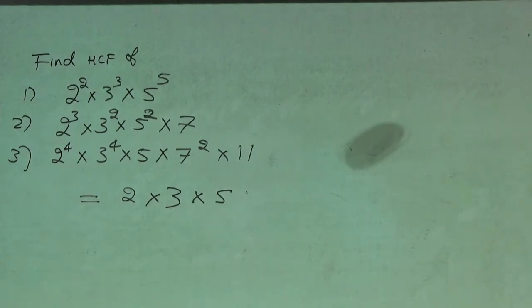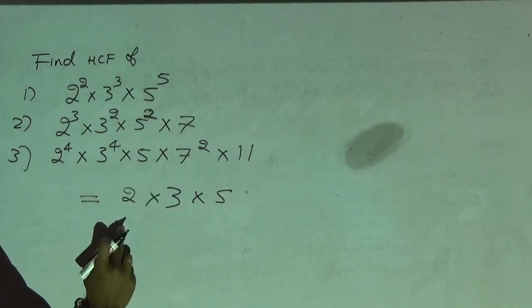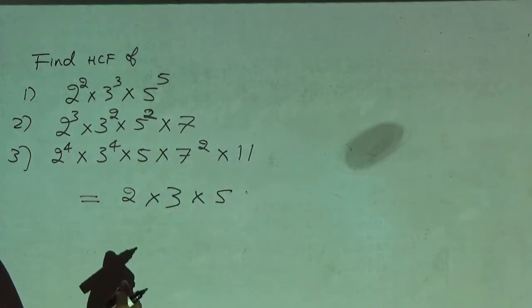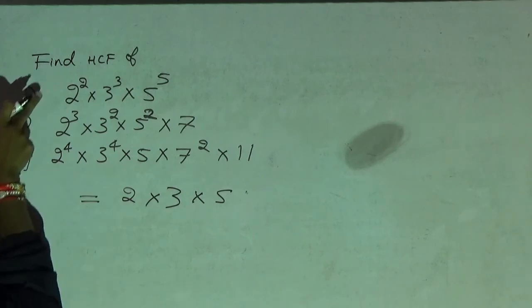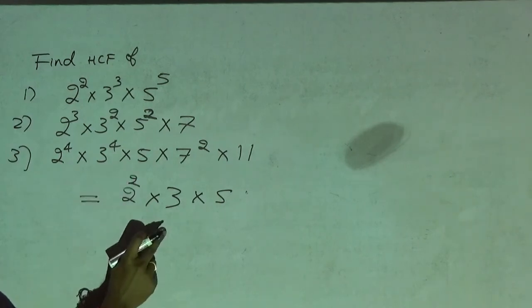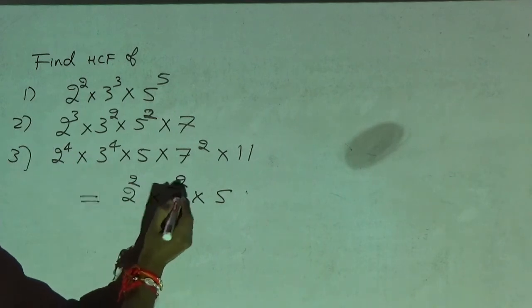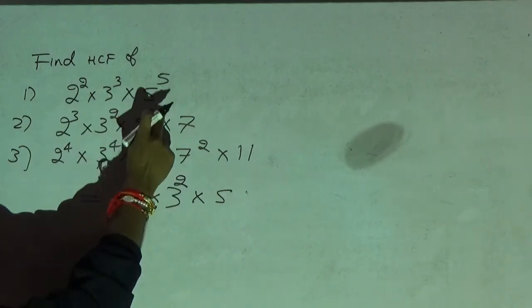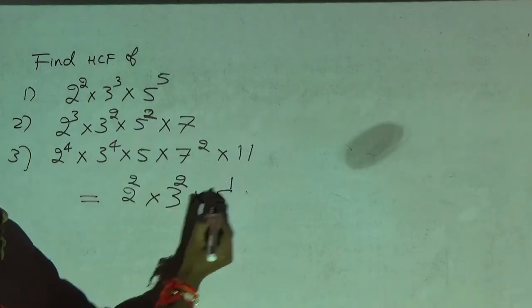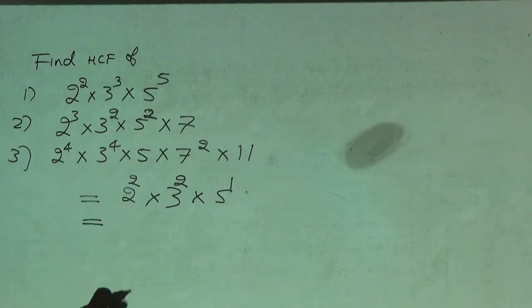Okay, now next, what you need to do. After writing the common prime factors, you have to write the powers which are the least. See, among 2 square, 2 cube, 2 power 4, which is the least power? 2 square. For your 3, here 4 is there, 2 is there, 3 is there. Which is the least power? 3 square. Then for 5 power 1, 5 power 2, 5 power 5, the least power is 1. So this is your HCF. Write the common prime factors with the least power. That will be your HCF.